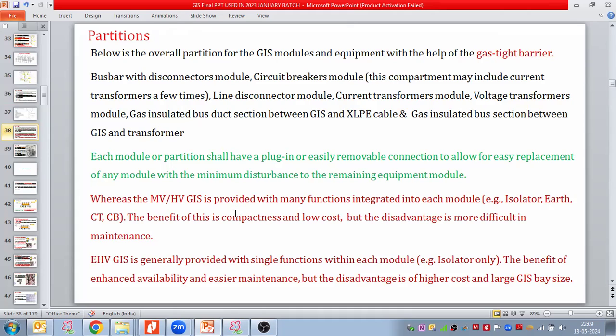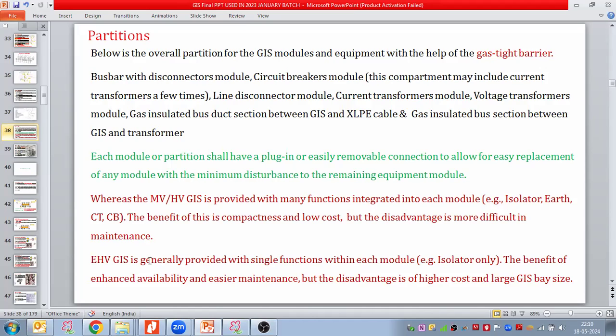Whereas for medium voltage, a 33 kV GIS is provided with many functions integrated into each module, like isolator, earthing switch, CT, PT. This is for 3.3 kV, 6.6 kV, 11 kV, and 33 kV. Just in order to save cost, many equipment we club into modules. The benefit of this is compact and low cost, but the disadvantage is that maintenance is more difficult and outage time is also higher.